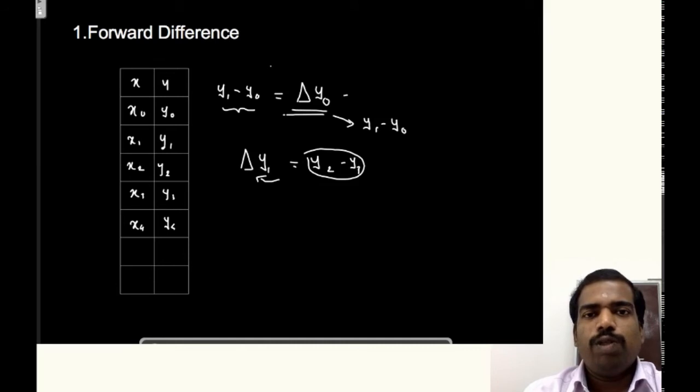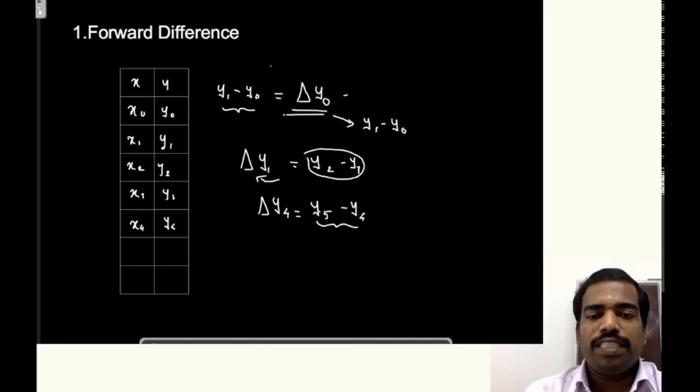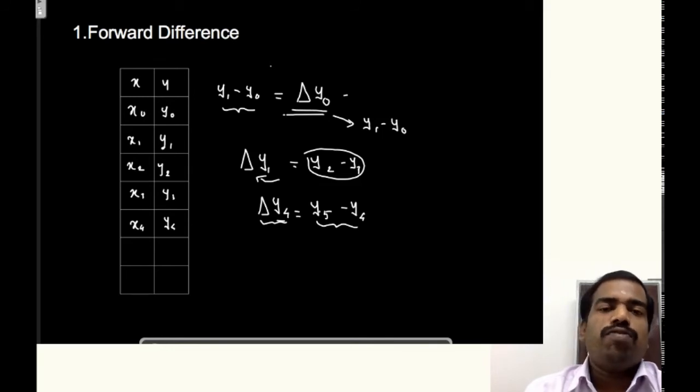Then you need to understand how to write that forward difference. If I am saying delta y4, you have to write y5 minus y4. So this is the finite difference of the function, and if you express this y5 minus y4 as delta y4, then it is called the forward difference of the y value y4. Clear? So these are the first order forward differences.